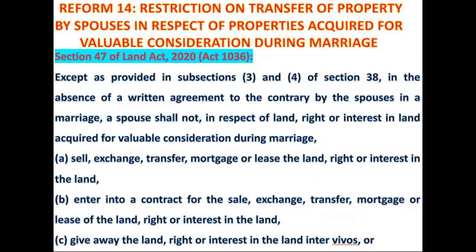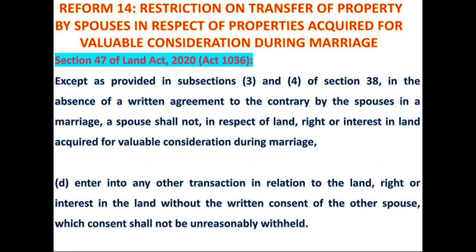It says that, except as otherwise provided in section 3 and 4 of section 38, in the absence of a written agreement to the contrary by the spouses in a marriage, a spouse shall not, in respect of land, right, or interest in land acquired for valuable consideration during marriage, sell, exchange, transfer, mortgage, or lease the land, right, or interest in the land, enter into a contract for the sale, exchange, transfer, mortgage, or lease of the land, right, or interest in the land, give away the land, right, or interest in the land inter vivos, or enter into any other transaction in relation to the land, right, or interest in the land without the written consent of the other spouse, which consent shall not be unreasonably withheld.